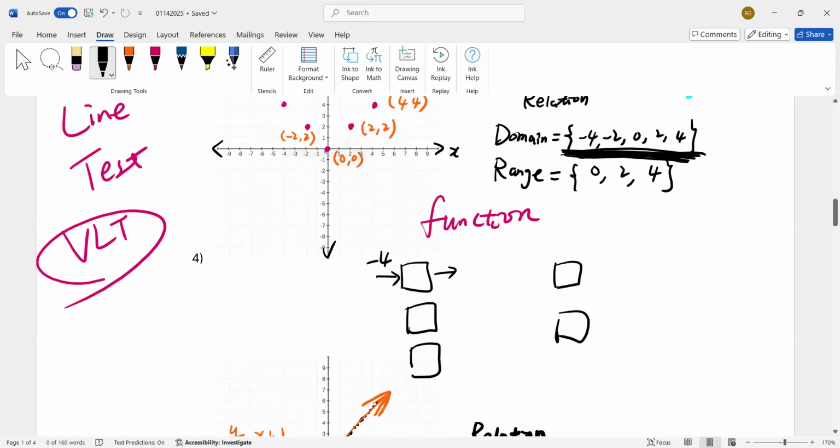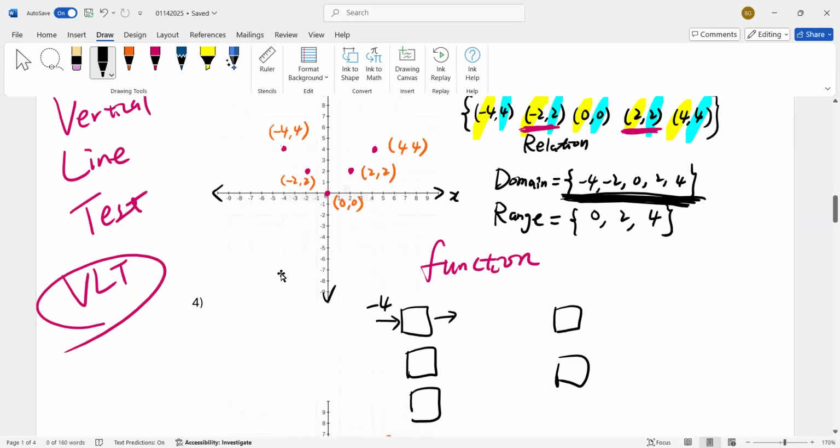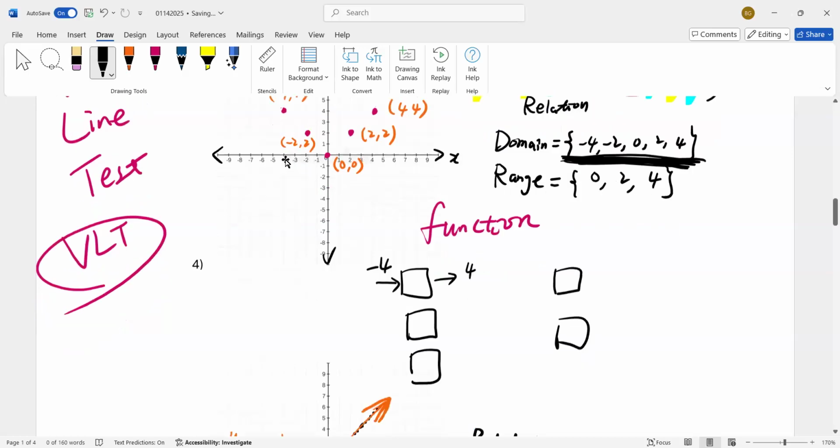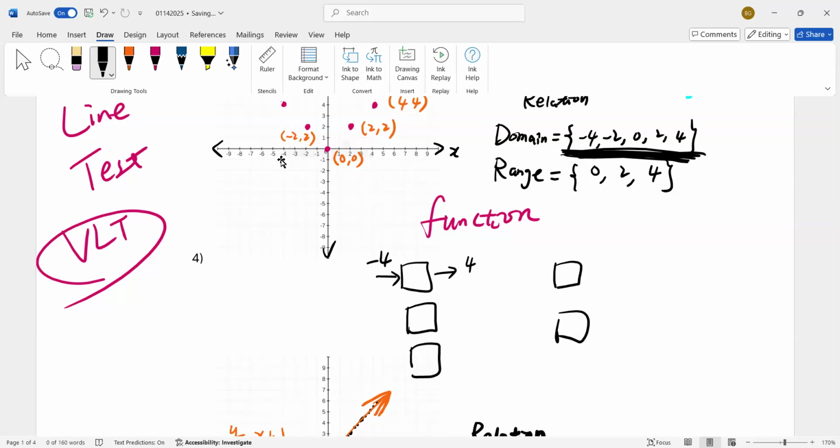Guys? 4. Positive 4, okay. Yeah, I should have scrolled down a little bit, right? It was covered earlier. Very good. Continue, help me out. Here, if I give the machine input -2, what's the output? 2. Okay. One output only, right?